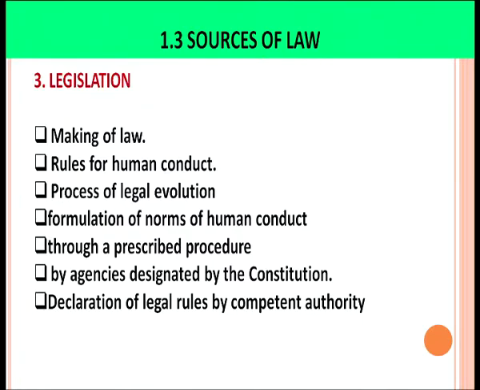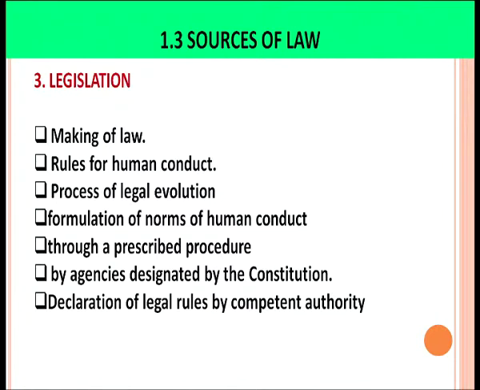So we are supposed to follow those procedures and then only the law can be made, the legislation can be made. So who is going to make this legislation? There are various agencies which are designated by the constitution. There is a machinery, there is a procedure which is prescribed under the constitution for making the legislation. So largely legislation is nothing but the declaration of legal rules by a competent authority. So these are the various important sources of law.